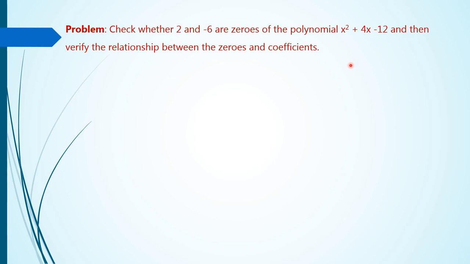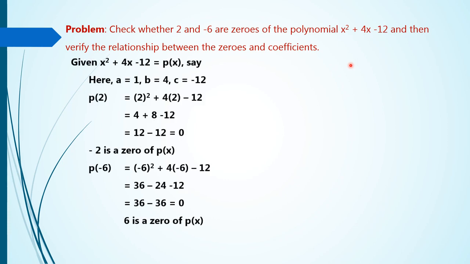We calculated their zeros, then verified the relationship between zeros and the coefficients. But in this case, he has given two numbers. We have to verify whether they are zeros of this polynomial or not. Now to verify whether 2 and minus 6 are zeros of x square plus 4x minus 12 or not, the given polynomial I have taken as p of x.